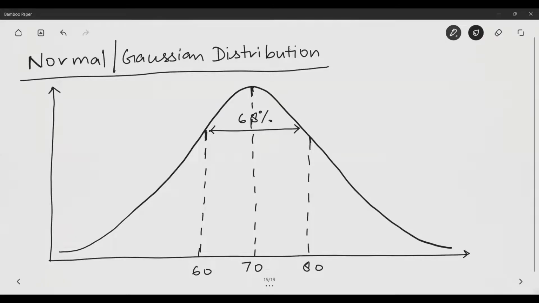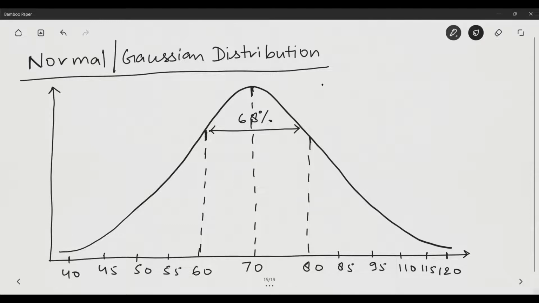There are a few people whose weight may be 40, and a few whose weight may be 120. I can write here 40, 45, 50, 55, then 85, 95, 110, 120. There are very few people whose weight is 115 and 120, and very few whose weight is 40 to 45. But most of the people, 68%, will fall in the region where the weight is between 60 and 80.